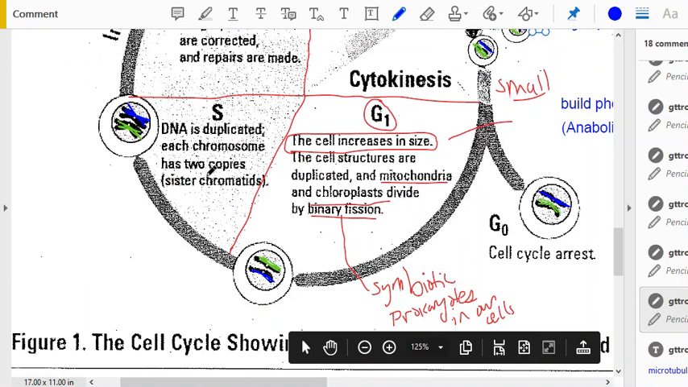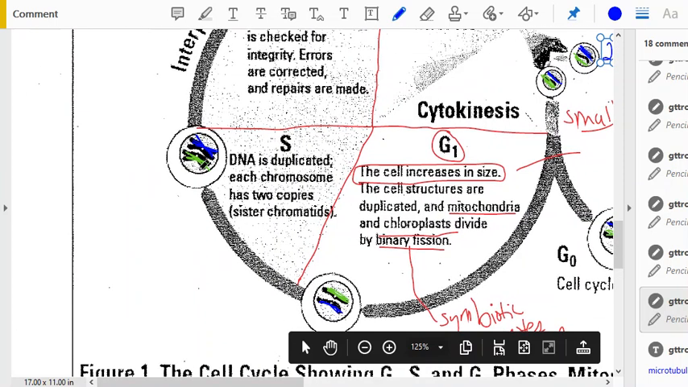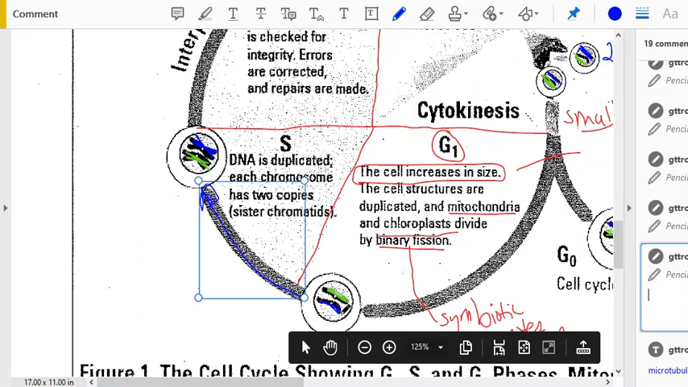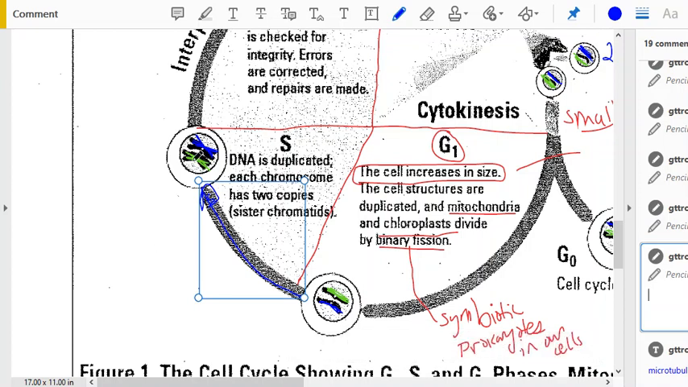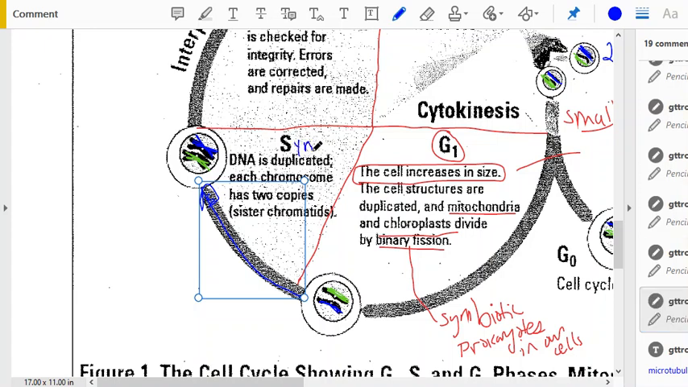All right, let's move on to S. So S is the second phase here. S stands for synthesis. This is where your DNA gets duplicated. So what you're going to see when you go from G1 to S is that your chromosomes have twice the amount of DNA, right? You don't double the number of chromosomes because the number of centromeres stays constant, but you do double the amount of DNA, right? So S stands for synthesis.